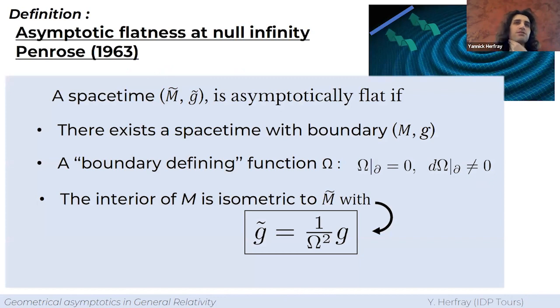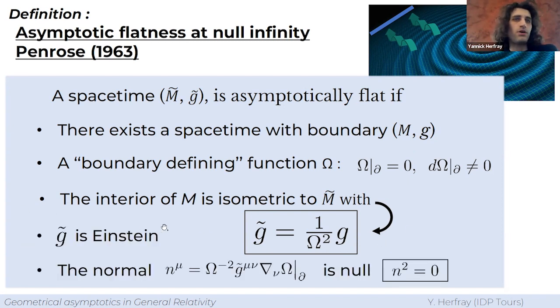So let's get into a more precise definition to really see what's going on. Asymptotic flatness at null infinity is whenever you're going in the null directions. So here is the definition. As I told you, you start with a space-time with boundary. You have a boundary defining function, so when omega is zero, you're at the boundary. And in the interior you have your physical metric, and it blows up as 1 over omega squared. Here the idea is that G is well-defined everywhere, up to the boundary, but G tilde is not. It's only defined in the interior. This is, in some sense, a boundary condition.